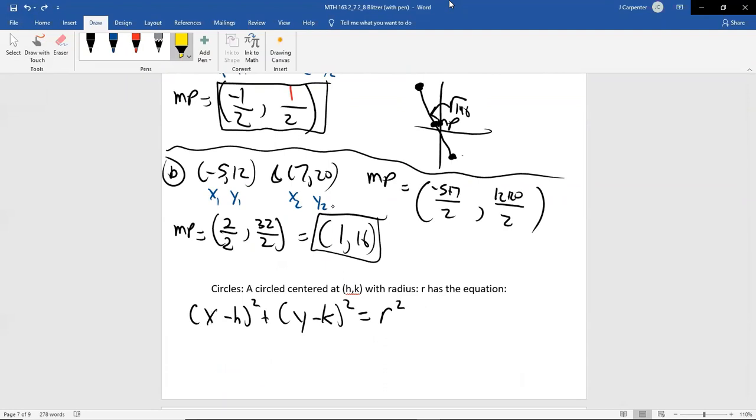So if you took the square root of both sides, this r would be the d, so the distance from the center to the end of the circle. And again, this is like your x2 and your y2. This h is like your x1, the k is like your y1, and the r is like your d. If you just take the square root of both sides, boom, you have the distance equation.